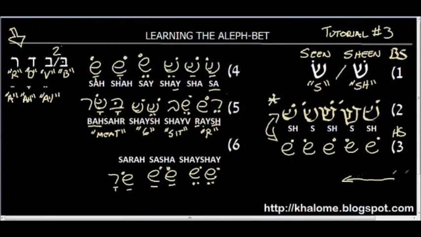Okay, so that's the sheen and the sin, very important, very common letters that are used in Hebrew. So you definitely want to spend some time getting familiar with that, in both the handwriting script and the block script. Alright, thanks for watching. We'll pick up in the next tutorial.